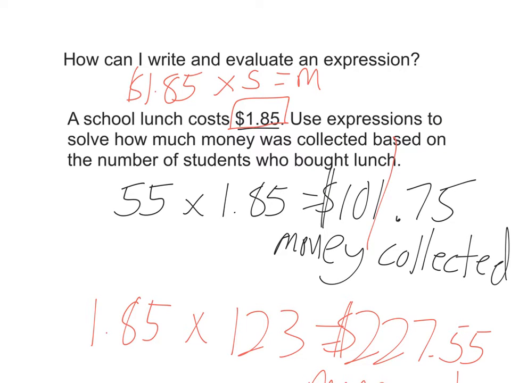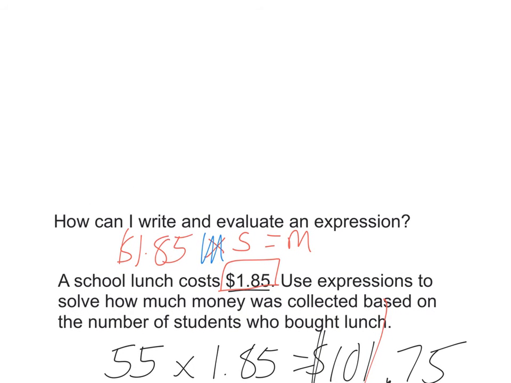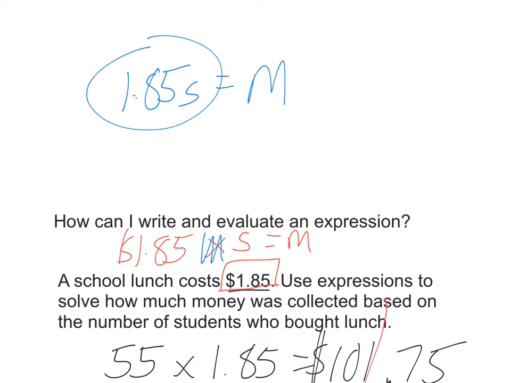Now, traditionally, algebraically, when we write stuff like this, we don't actually use an X. If I'm writing something as an expression, and I just have a constant, which is actually going to be called a coefficient, the number in front of the variable, 1.85, you just write the S right next to it, that equals M. This right here says 1.85S. That means you multiply. You multiply 1.85 times whatever S is.